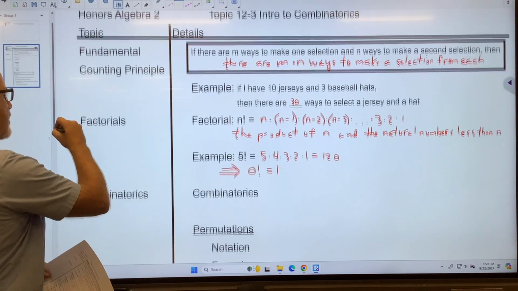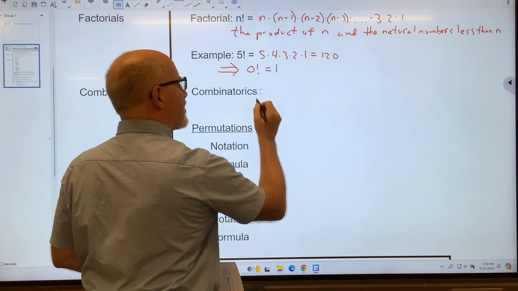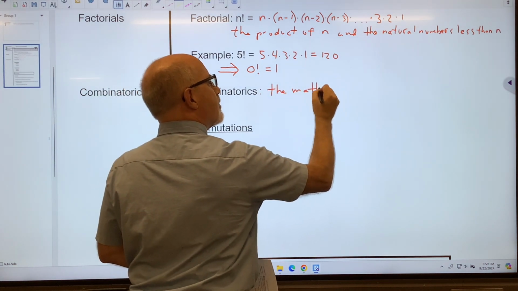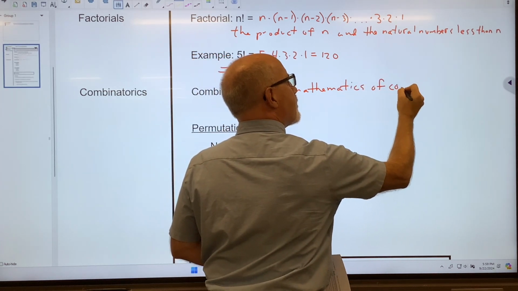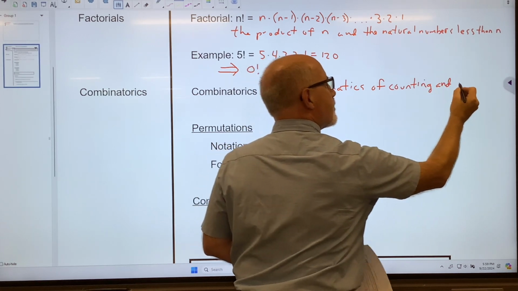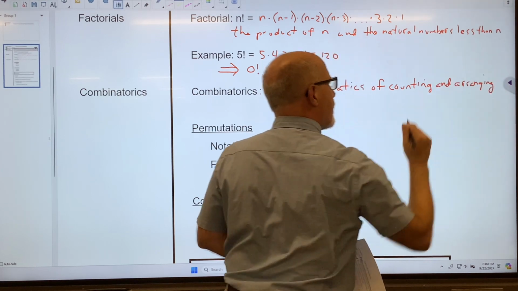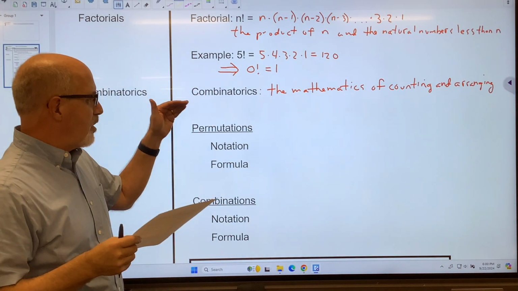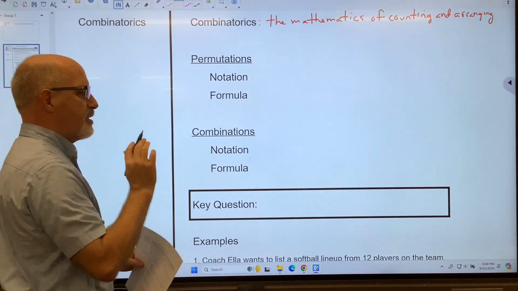Now let's talk about what combinatorics is. Combinatorics is the mathematics of counting and arranging. There's a lot to combinatorics, but what we will usually talk about is what's called permutations and combinations. These are the two that we're really focused on in this lesson.